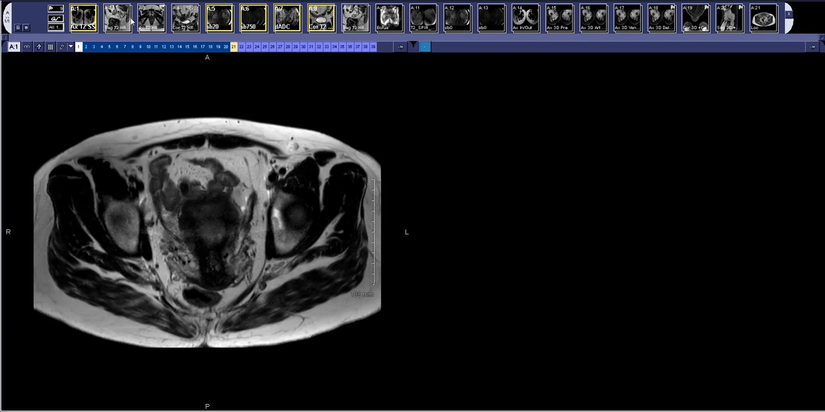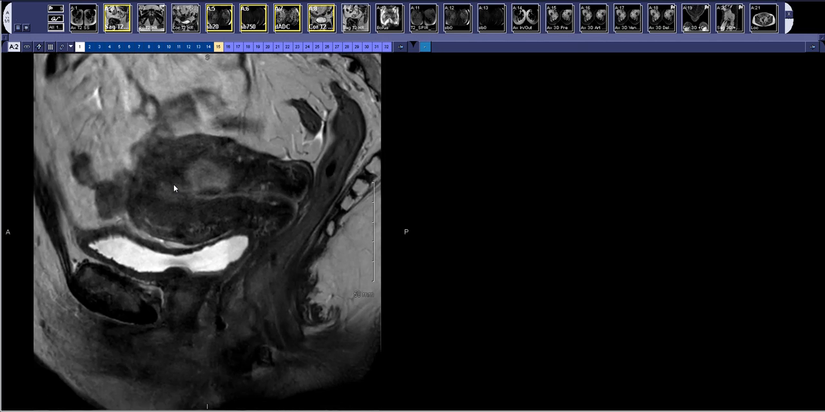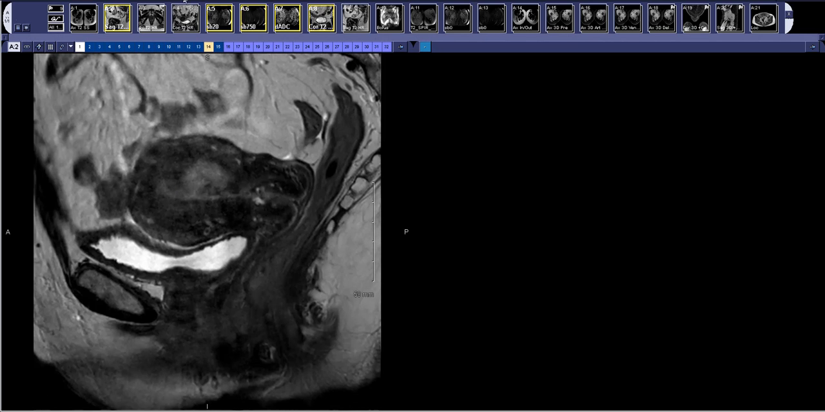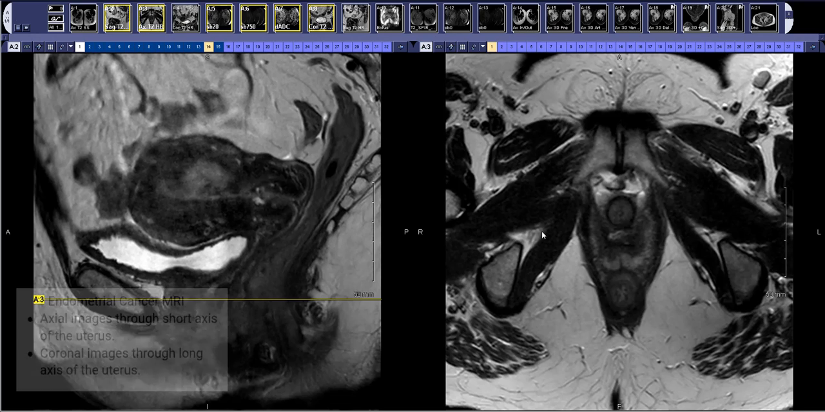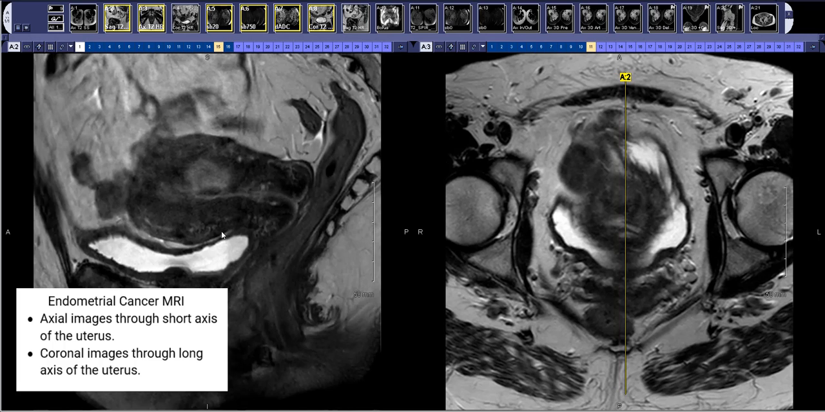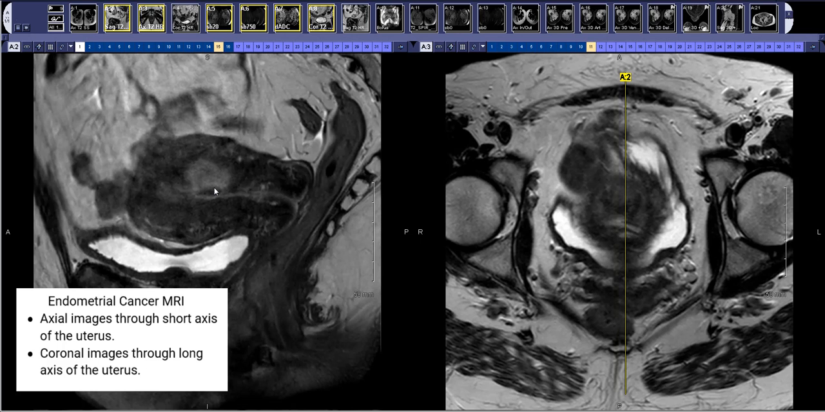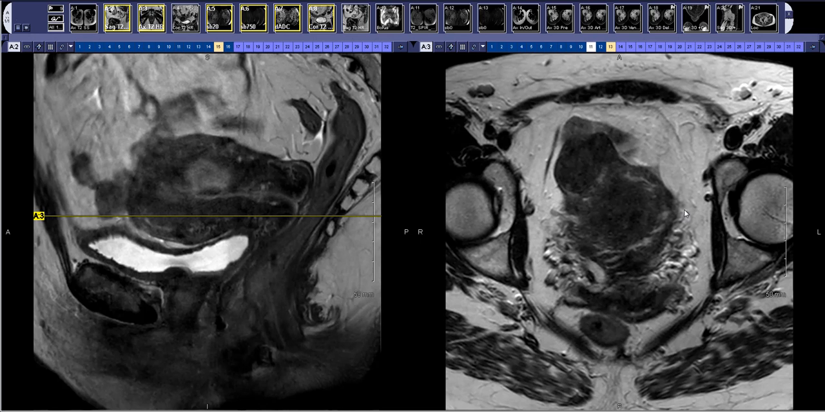The one thing that's different, if we know we're doing a cervical or endometrial cancer MRI, is that we do the high-resolution T2-weighted images in the pelvis through the plane of the uterus. So instead of doing a straight axial, we would do the axial images through the short axis of the uterus and the coronal images through the long axis of the uterus. In this case, just due to the orientation of this uterus, it's almost a straight axial and coronal plane.